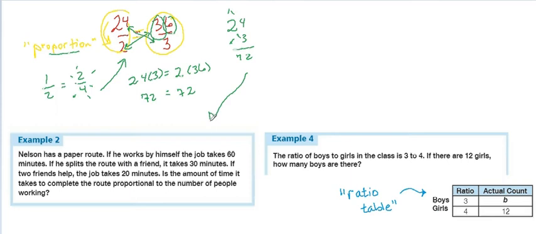We can use this then when solving a word problem like Nelson has a paper route. If he works by himself, the job takes 60 minutes, and if he splits the route with a friend, it takes 30 minutes. If two friends help, the job takes 20 minutes. Is the amount of time it takes to complete the route proportional to the number of people working? Okay, so is 60 minutes for one person proportional to 30 minutes with two? And then we've got 20 minutes for him and two friends, which is 3 people. Are all these proportional?